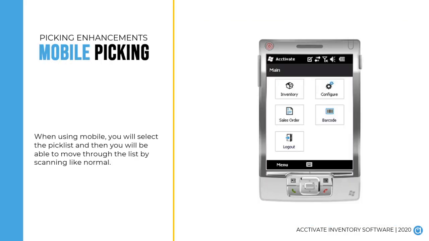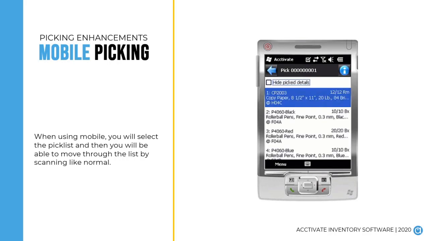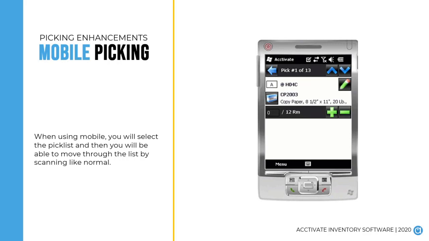Now, if you're using mobile devices, you'll be able to use them for picking your batch pick list quickly. Instead of the sales orders that you see a list of, you're going to see a list of pick lists, and then that's when you'll see the list of items. You'll be able to go through and pick each as it comes up.